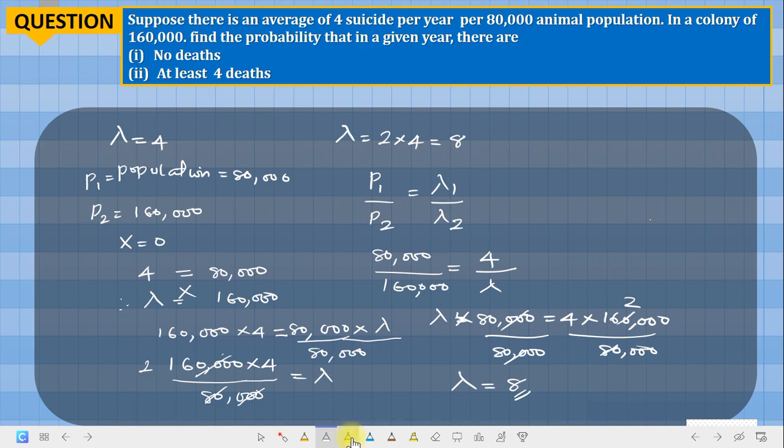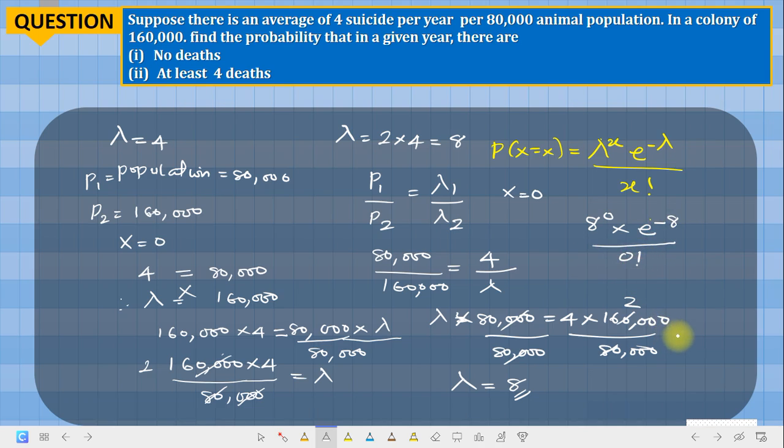So now, what is the formula? The formula states that P of X, with capital letter X as the random variable, will be equal to lambda raised to the power of X, times E raised to the power of minus lambda, all over X factorial. So substituting this into the equation, our lambda is equal to 8. Now first of all, what will be our X? X is equal to 0, because they say no deaths for the first case. So this is 8 raised to the power of 0 times our E raised to the power of minus 8, divided by 0 factorial.